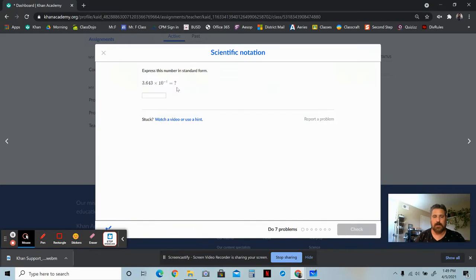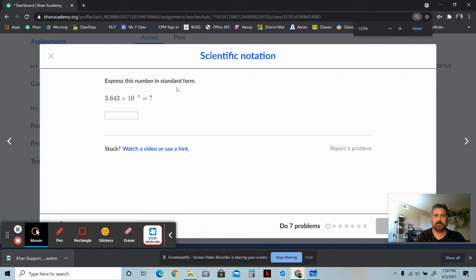Let me zoom in here so you guys can see it a little clearer. All right, so let's express this number in standard form. So this is 3.643 times 10 to the negative 1. So that negative 1 exponent right there is telling you to move the decimal place 1 to the left.